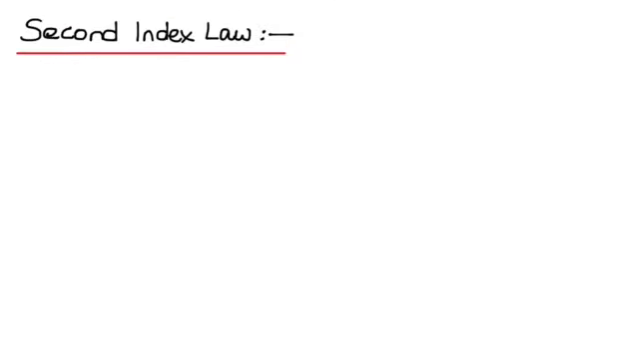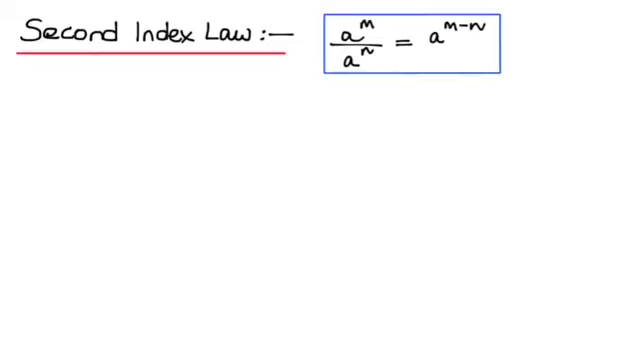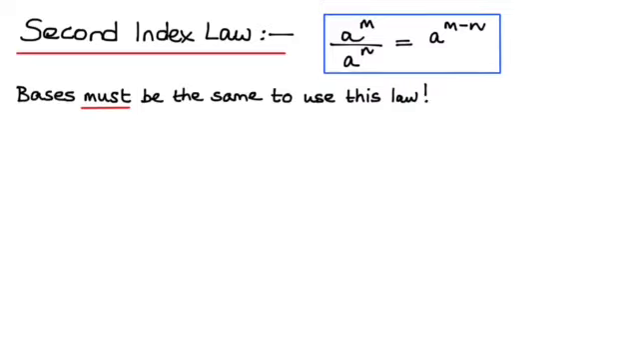Okay. Index law number 2 says that a to the m over a to the n is equal to a to the m minus n. Again, the bases have to be the same to allow us to use this law. Here's an example for you. 3 to the 6 over 3 to the 2. Now, by this index law, that will equal 3 to the 6 minus 2, which is 3 to the 4.